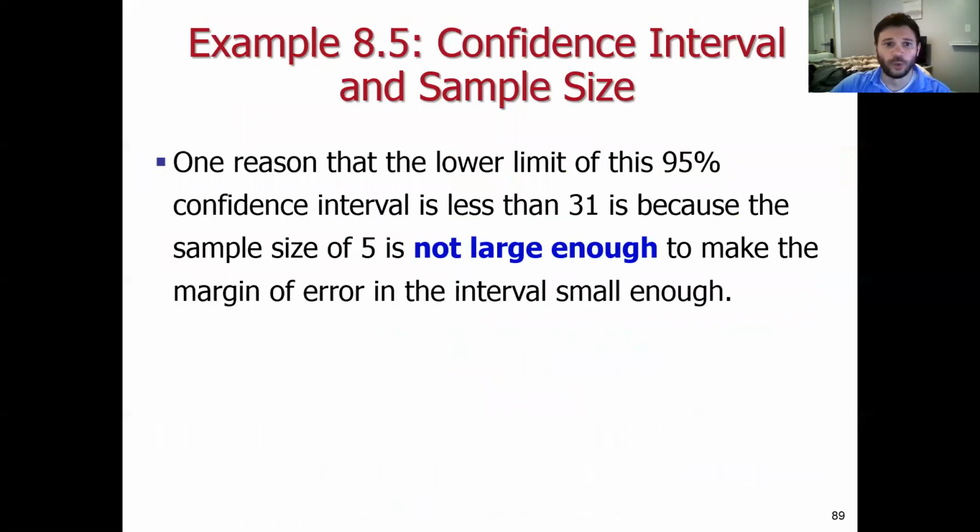So again, one reason that the lower limit of that 95% confidence interval was less than 31 was because the sample size of 5 was not large enough to make that margin of error shrink.